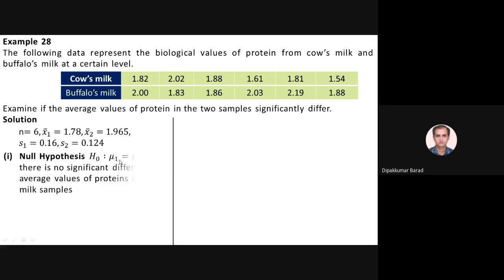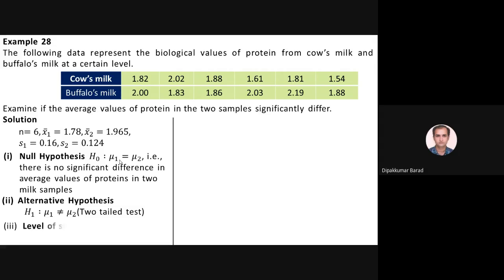Once you get this, we consider the null hypothesis H0, which means mu1 equal to mu2 for whole populations. So in general, there is no significant difference in the average value of protein in the two milk samples, cow's milk or buffalo milk. If there is a difference, then we call it the alternative hypothesis. The level of significance here is 0.05.